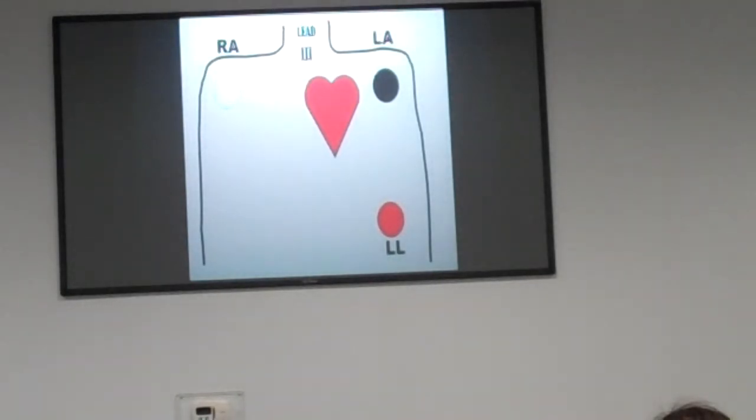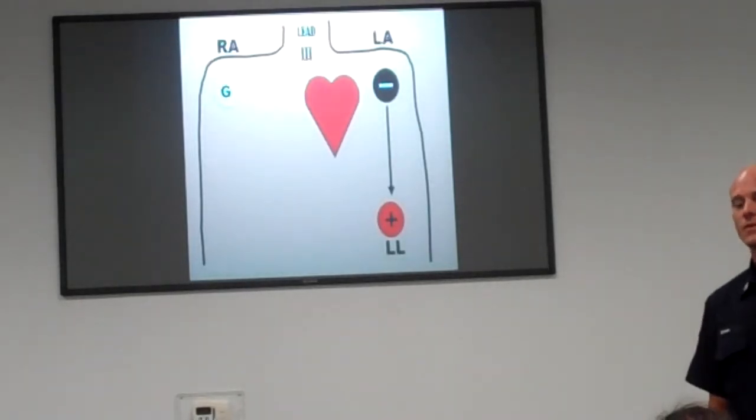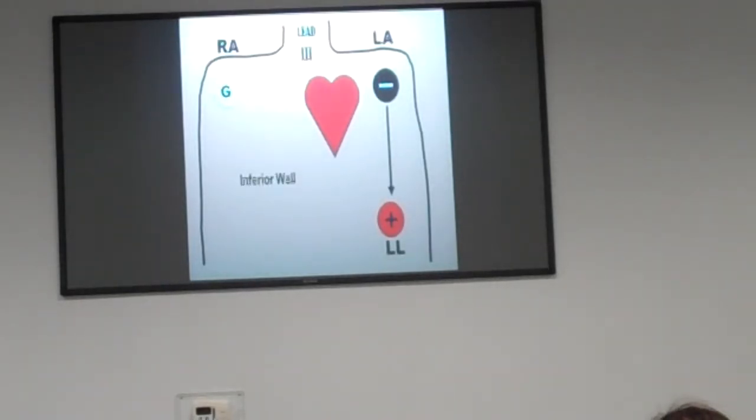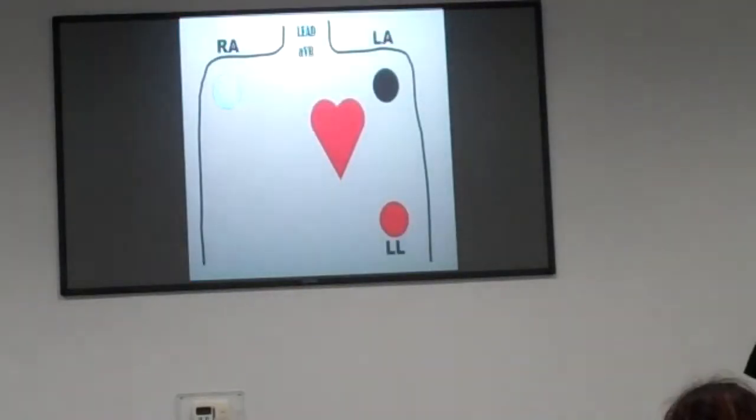Lead 3. We have our negative, we have our positive, we have our ground. Electrical impulse moving towards or away from the positive. So it should look how? Positive. Yep. Perfect. If it doesn't in lead 3, what do we have? Left axis deviation, cardiac history. That's it. That's all you need to know.